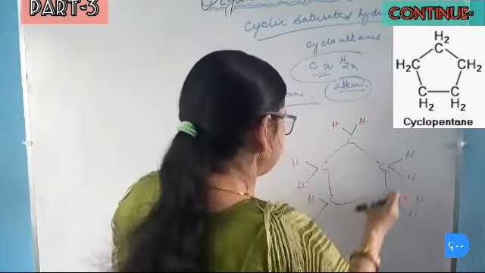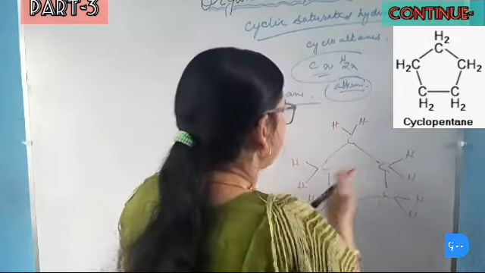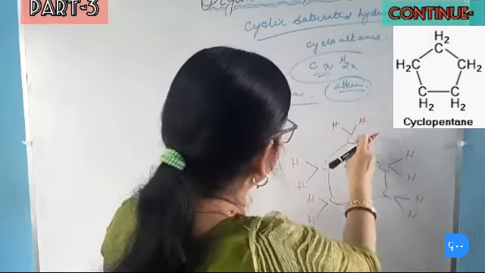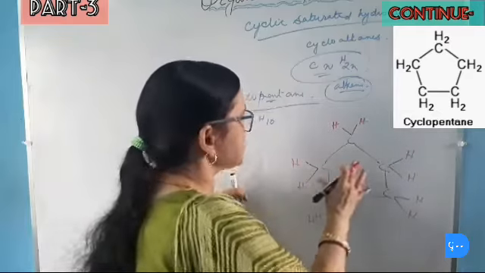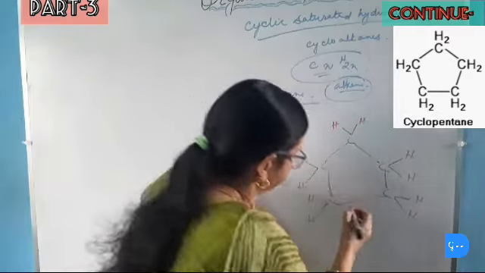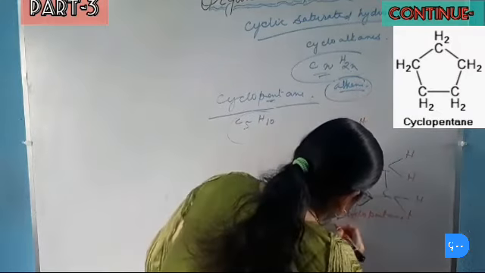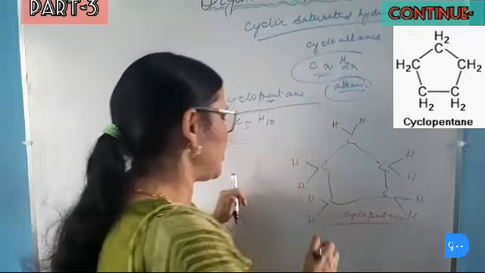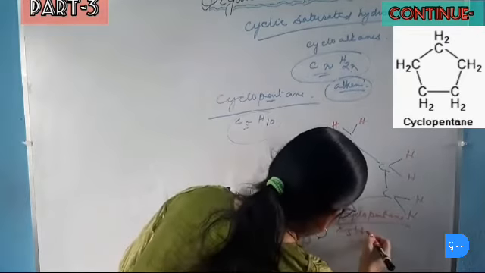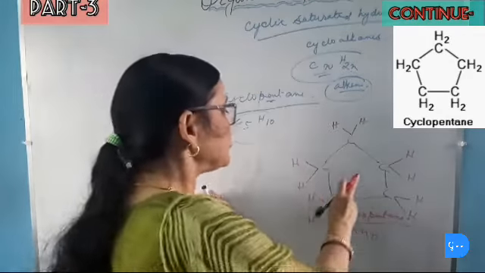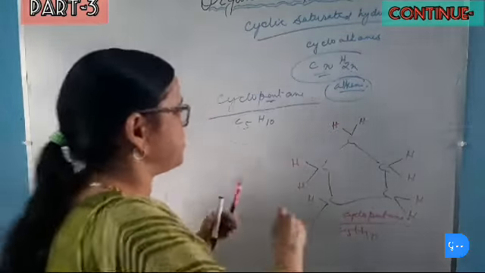So the carbon atoms are arranged in a cyclic or ring way, and the hydrogen atoms are attached to it. This is the structural formula of cyclopentane, containing 5 carbon atoms and 10 hydrogen atoms, C5H10. Now we will draw the electron dot structure of cyclopentane.